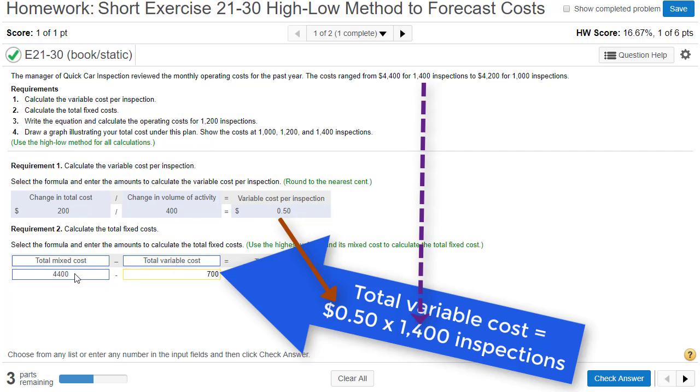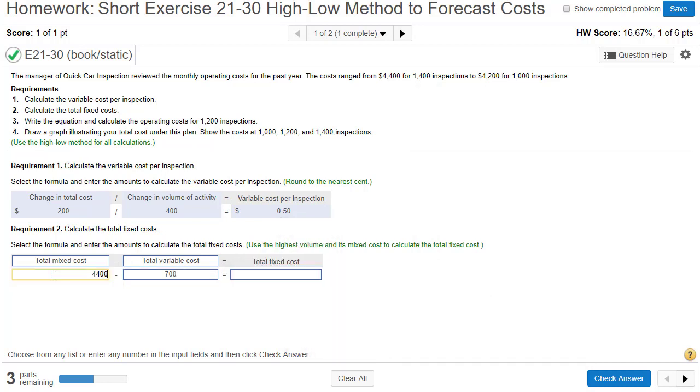So if our mixed cost, the total cost, was $4,400, and of that $4,400, $700 was variable, then the rest must be fixed. So we do the math. 4,400 minus 700 gives us $3,700 of fixed costs.